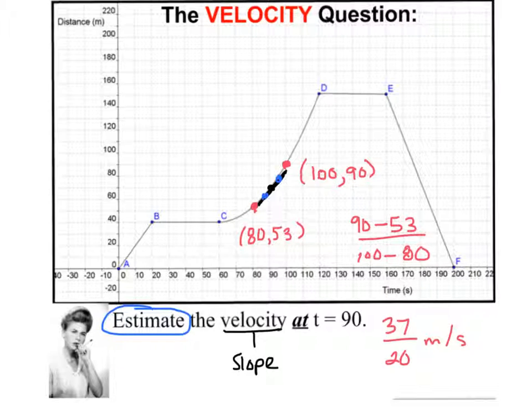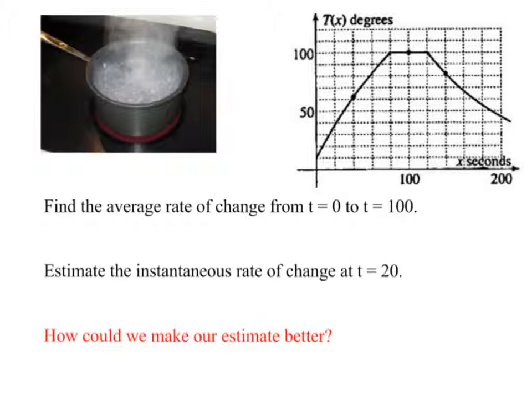Okay, let's move on. In this example, I'm not talking about speed anymore. I'm talking about a pot that is put onto a stove. So we've got the degrees and the number of seconds. So find the average rate of change from 0 to 100. So let's do that from 0 to 100.